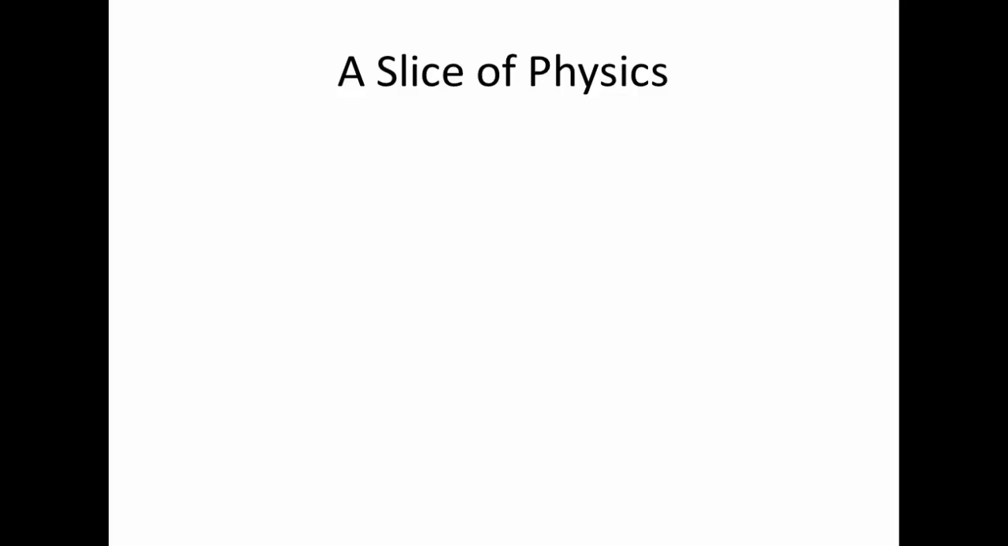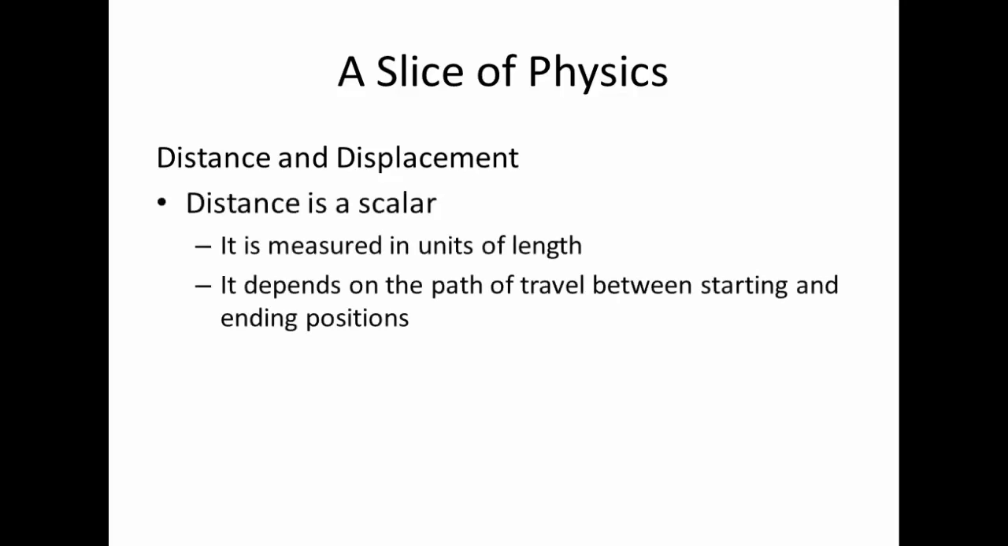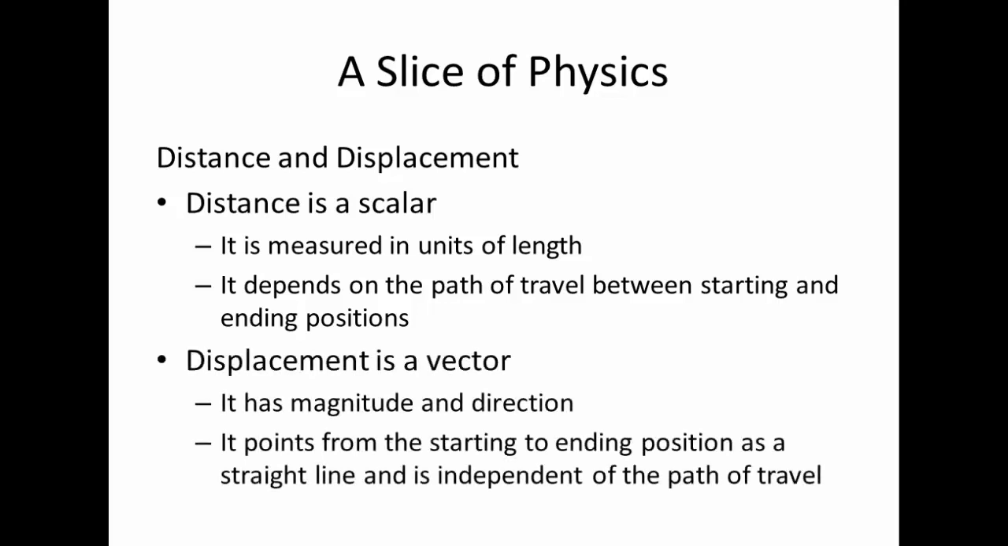Hello and welcome back. In this slice of physics, we are going to review the concepts of distance that you're quite familiar with and displacement, which may be somewhat new. Distance, as you know, is a scalar. It's measured in units of length, and it does depend on the path of travel between the starting and ending positions. Displacement, in contrast, is a vector, so it has not only magnitude, but also direction.